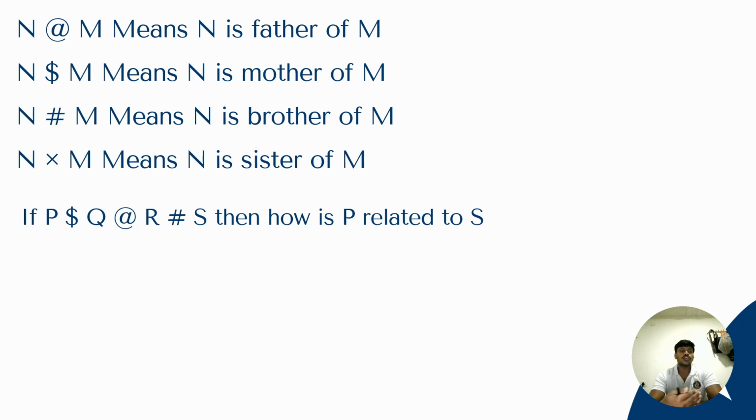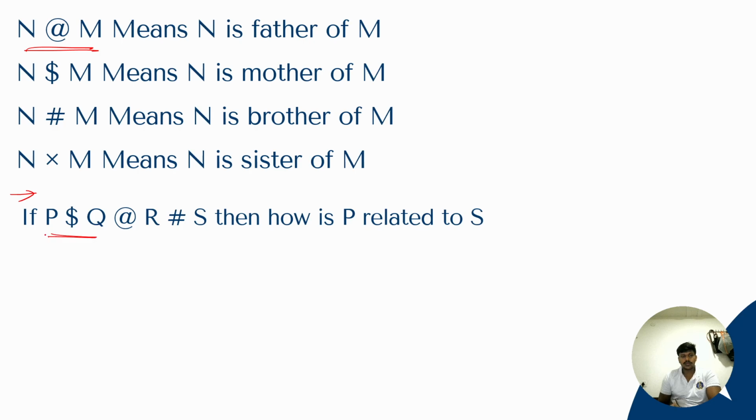Now, how are you going to solve the question? Simple, and it is similar to the previous one. How many symbols are here? I mean, how many variables are here? Two, N and M. So take two symbols and always go from left to right. That's it.